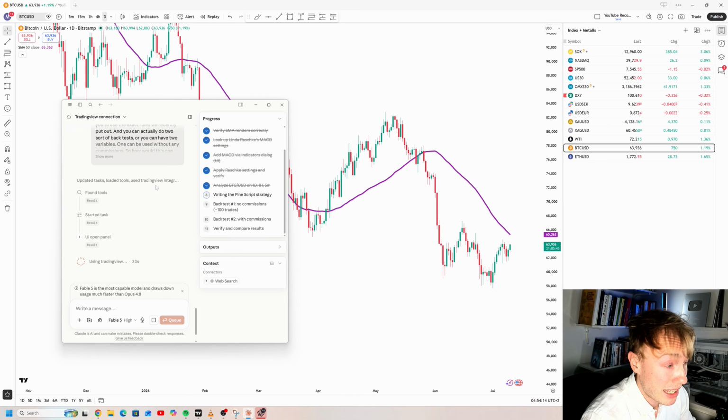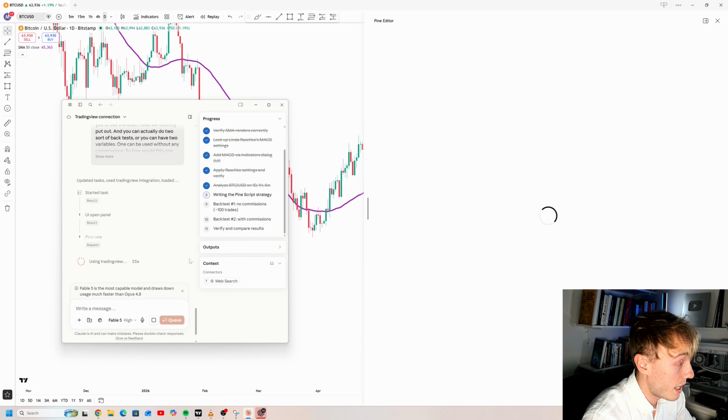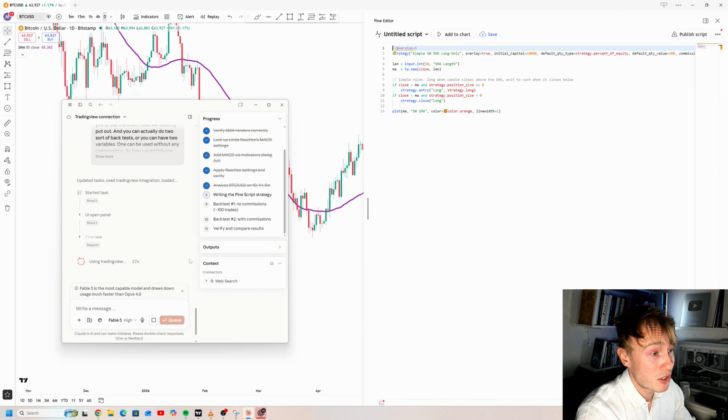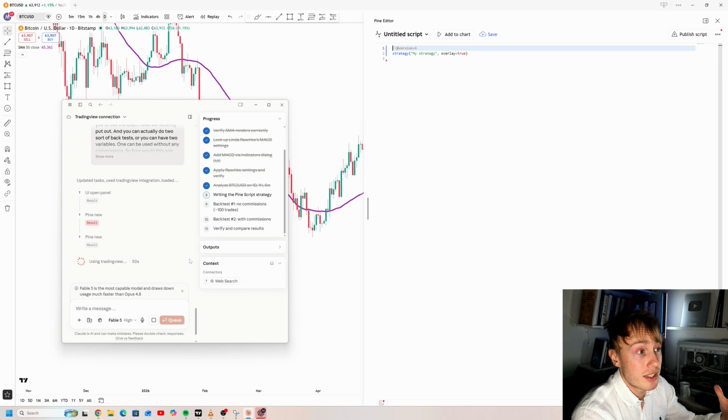This is a pretty big task, testing 100 trades. But you can see it's already starting to produce some code right here for the backtest. So super excited to see how this one turns out. And while you watch this, think about all the opportunities this opens up.